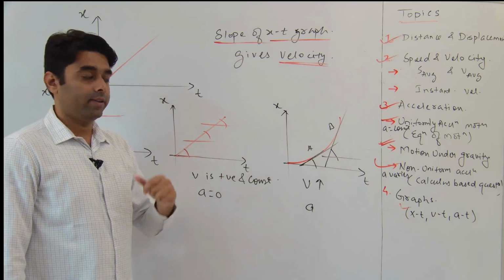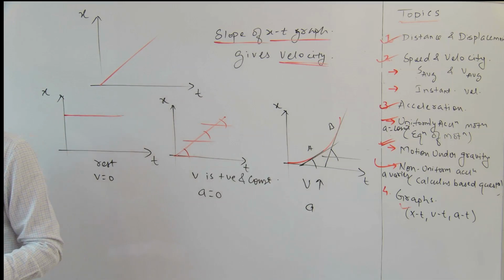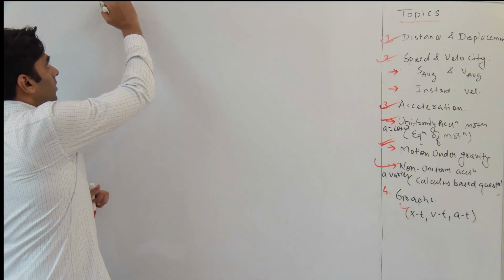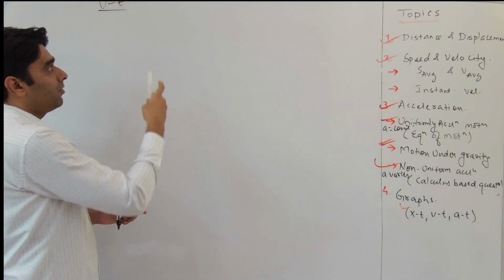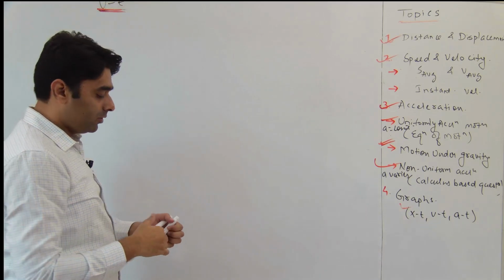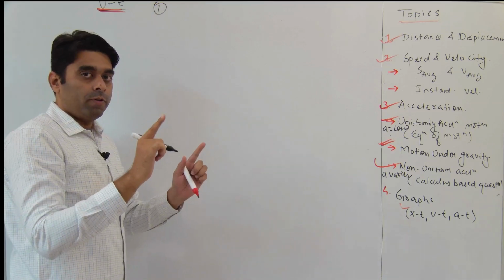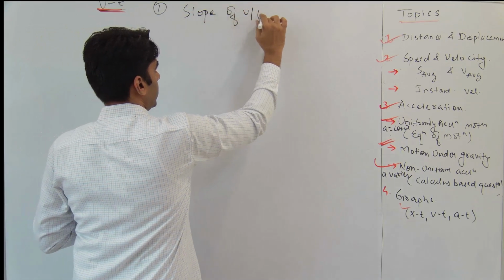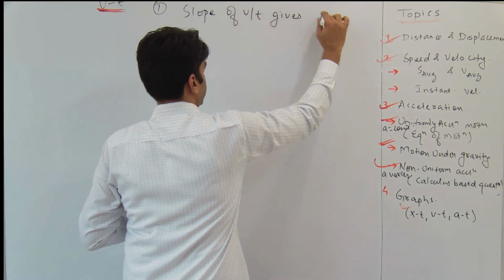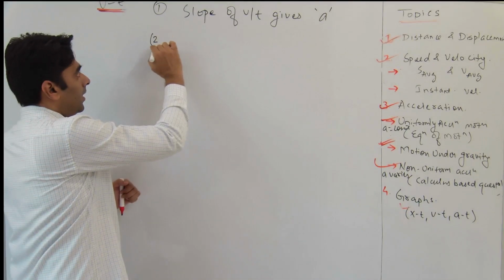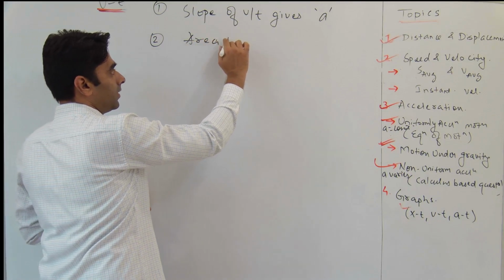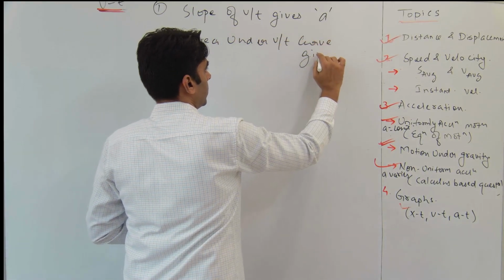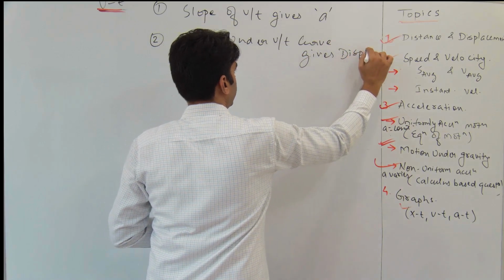Fine. Let us look at our next, which is your velocity-time graph. First of all, let us take a look at what information we get from the velocity-time graph. Two things that we should keep in mind. First, the slope of the velocity-time graph gives acceleration. Second, the area under the v-t curve gives displacement.